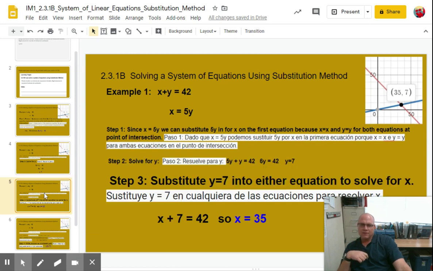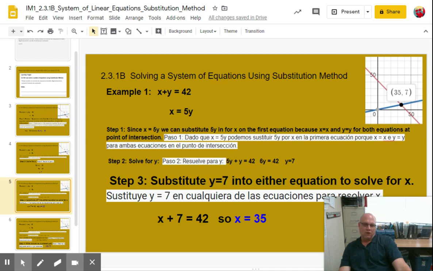That's right. We are now going to substitute y equals 7 back into either equation. It doesn't matter which one. I'm going to pick the easier one, I think, x plus y equals 42, but you could have also done x equals 5 times y. I'm going to use the top one. So x plus 7 equals 42, right? We substitute the y with 7. Then we subtract 7 from both sides, and we get x is 35.